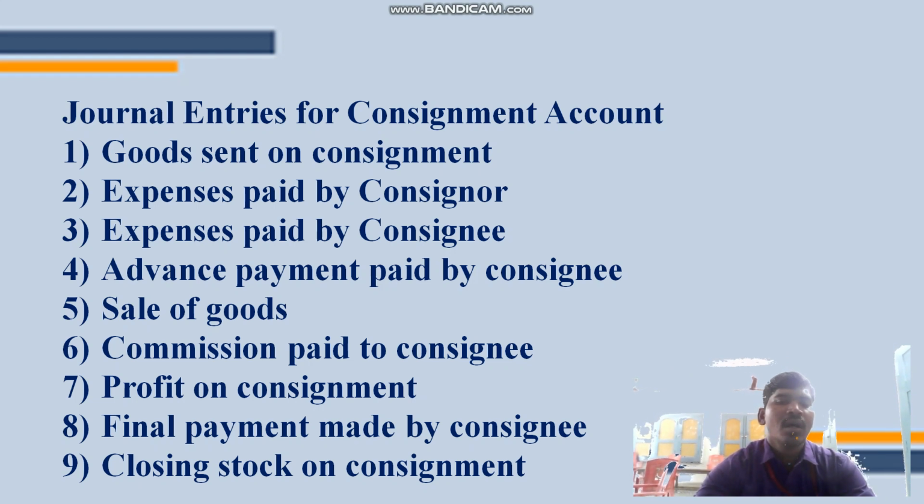After adjusting all the expenses incurred by the consignee, the commission the consignee is entitled to, and the advance payment made to the consignor, these amounts will be deducted from the sales amount and the remaining amount will be paid to the consignor as the final payment. And then finally, closing stock on consignment. If there is any stock remaining unsold in the consignment, it will be shown in the consignment account. So these are some of the transactions or activities that take place in the consignment account.